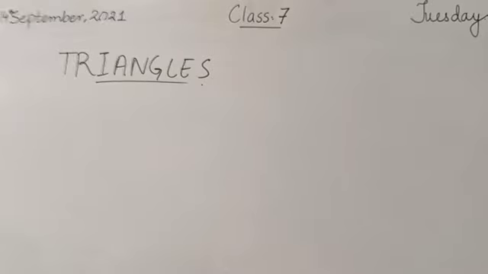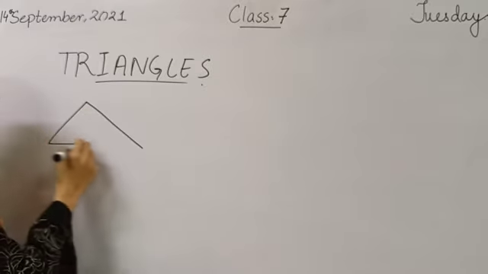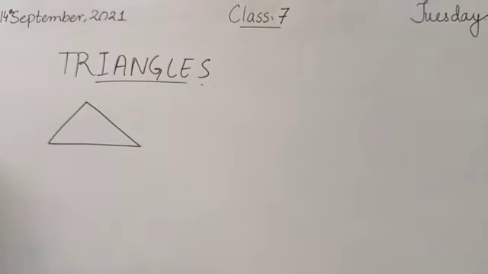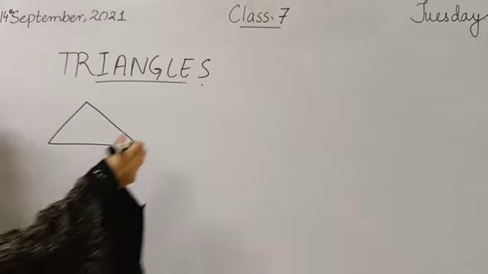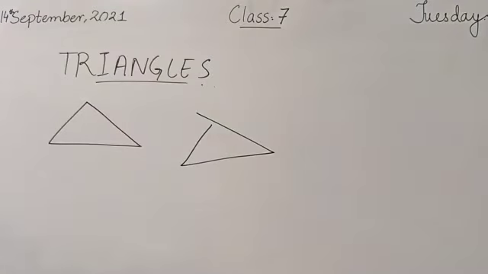For example, this is a three-sided shape and this is a closed shape, so this is a triangle. But this is also a three-sided shape, but it's not closed, so this is not a triangle. Okay?